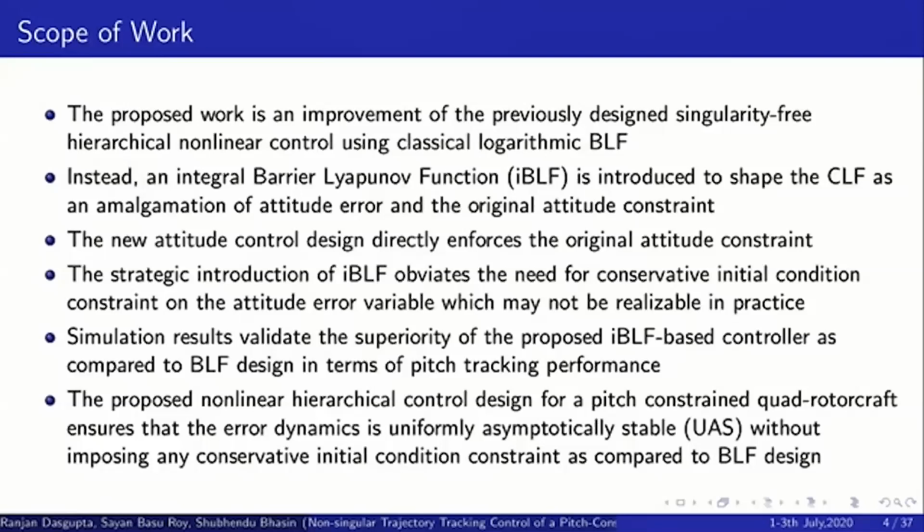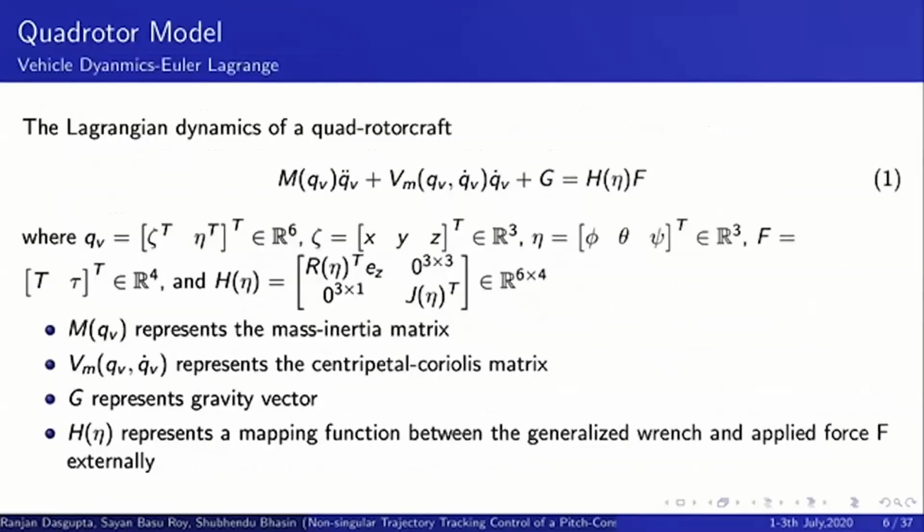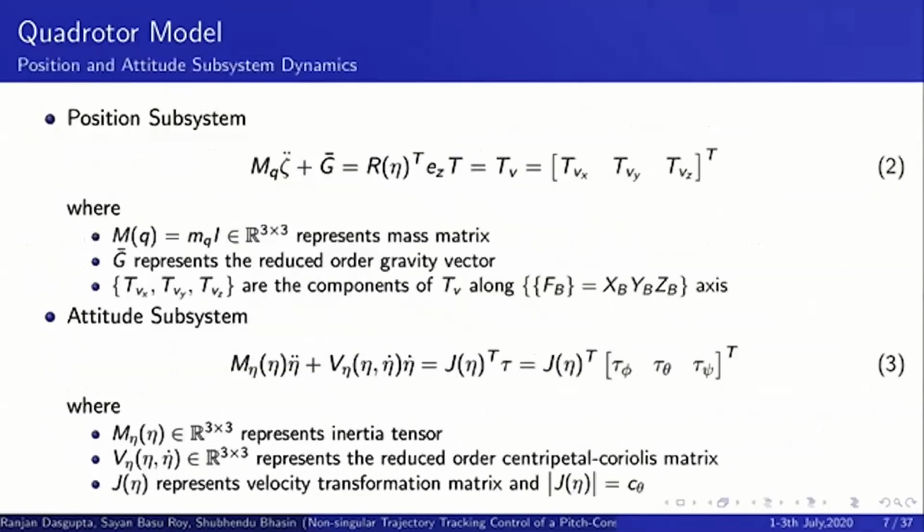An integral barrier Lyapunov function is introduced to shape the control Lyapunov function as an amalgamation of attitude error and the original attitude constraint in practice. Equation 1 represents the dynamics of a quadrotorcraft, where the state vector is the pose of the vehicle having 6 degrees of freedom.